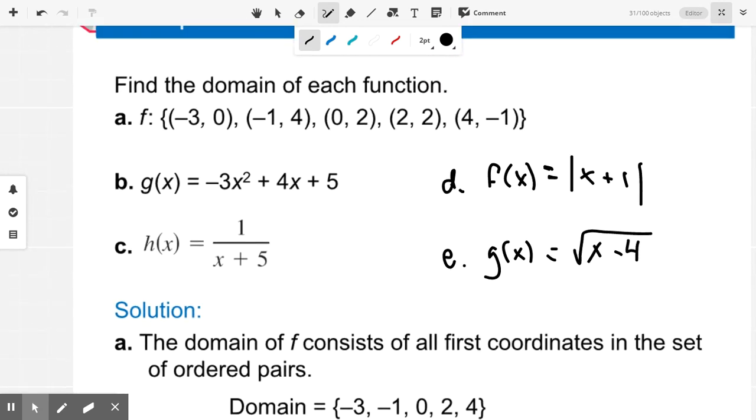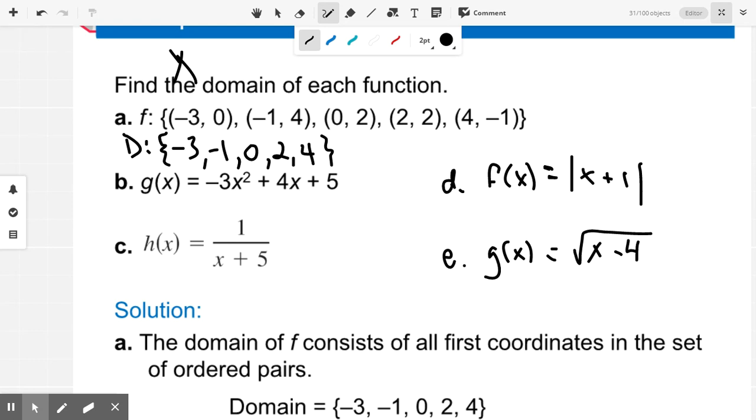All right, so the domains of each function here. Let's just review this real quickly. Remember, the domains are the x's. So here we just list the x values. My domain here would be, using the little brackets, -3, -1, 0, 2, and 4. If any of them repeated, I would not need to write them down twice.